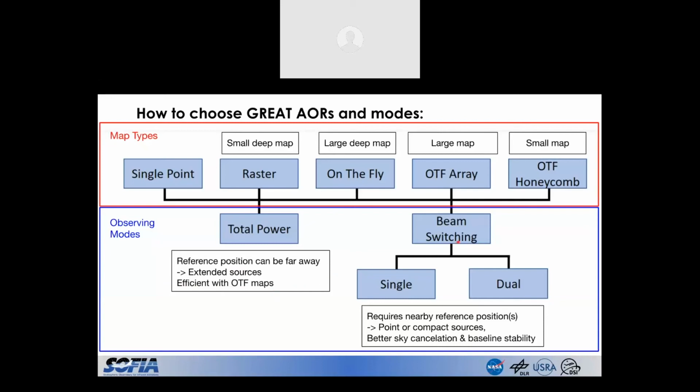If your source is more compact and your reference position can be closer by, you can use the much faster switching method with the secondary mirror, which is chopping. That's then called beam switching in GREAT terminology. This requires a much closer reference position, thus it is only usable for point and compact sources, but it offers better sky cancellation and baseline stability, which may be important if you're looking for weak or bright broad lines.